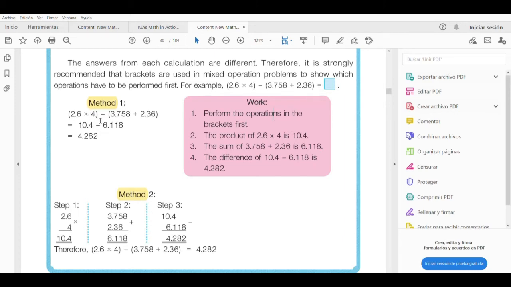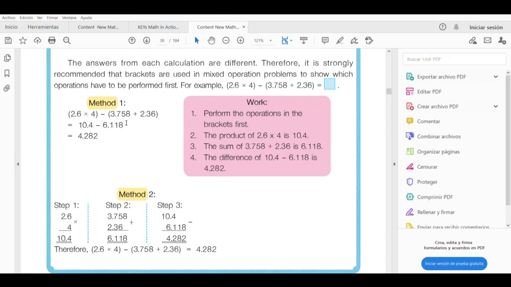And then minus, and we have to solve this operation inside the bracket first. Remember, perform the operation in the brackets first. So 3.758 plus 2.36 equals, you can see here, 6.118. Okay, here it is.